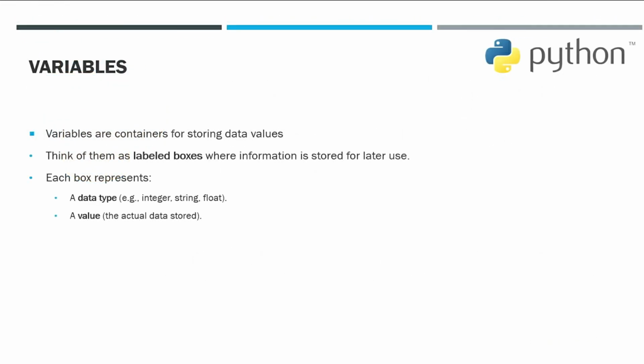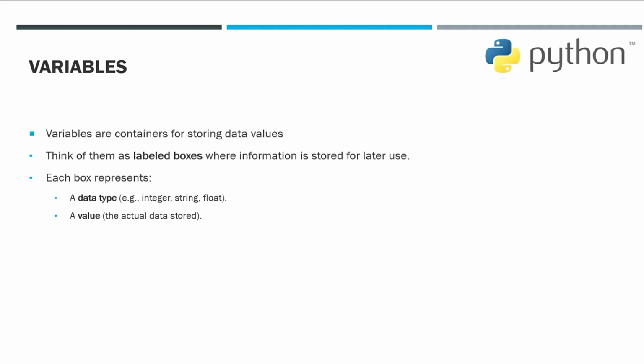What are variables? Variables are containers for storing data values. Think of them as labeled boxes where we can store information for later use. Each of these boxes represent a particular type of value which is called the data type, and the data itself, which is the value stored in the boxes.